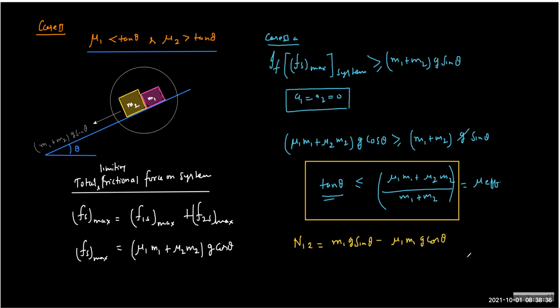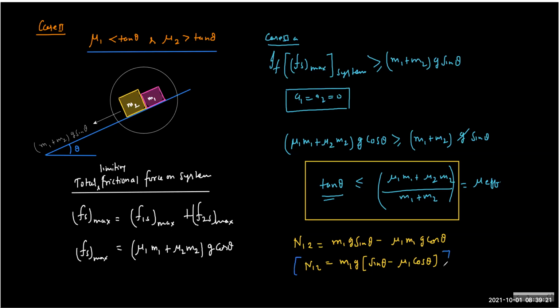Understood? And the difference is what N12 will provide. So M1 is trying to go down, it means the gravity is exceeding the frictional force. That's why it's trying to go down. So gravity is definitely more than the limiting friction. So by virtue of N12, it will experience a backward force which will try to overcome the net force. So N12 is this much. Is this clear to you guys? Yes, sir.